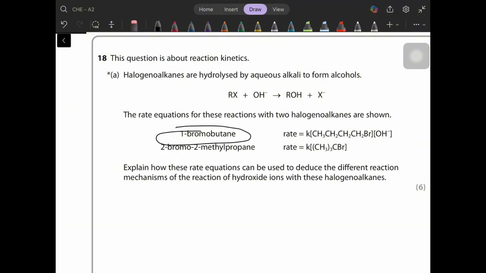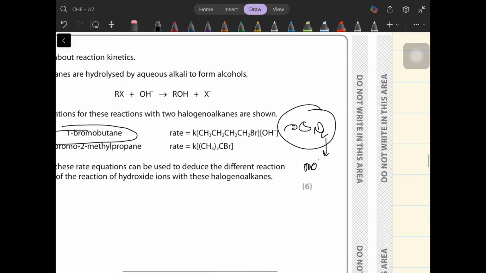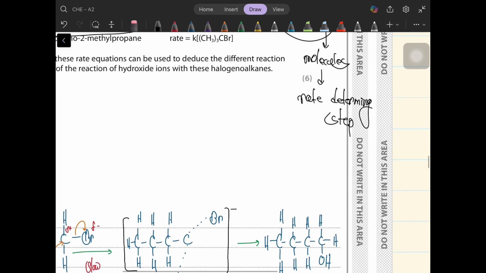This is a primary halogen alkane, and primary halogen alkanes undergo SN2 mechanism. What does 2 represent? 2 represents the number of molecules or ions that are involved in the rate determining step. And what basically is this rate determining step? It is the slow step of the reaction, slow step, right?